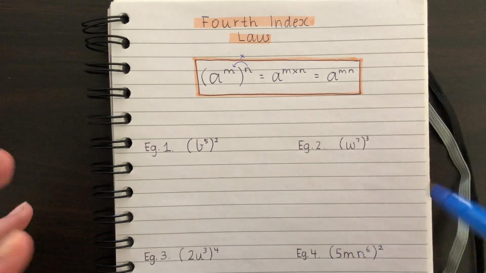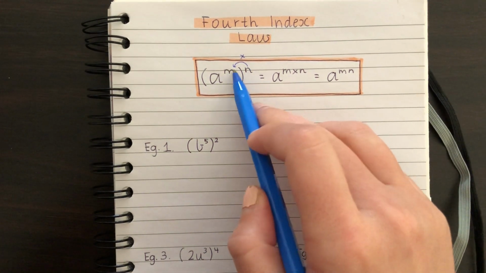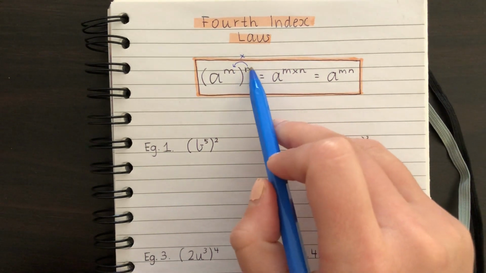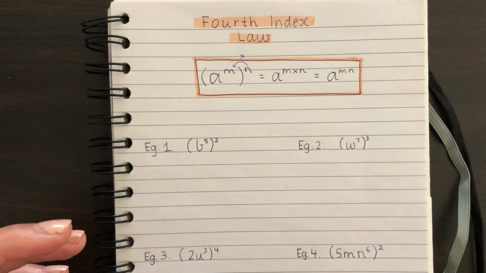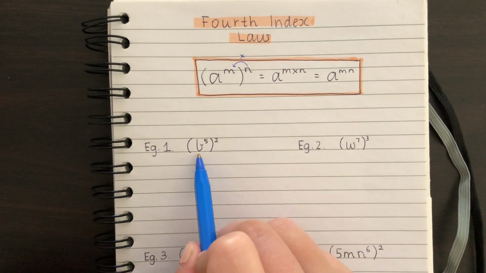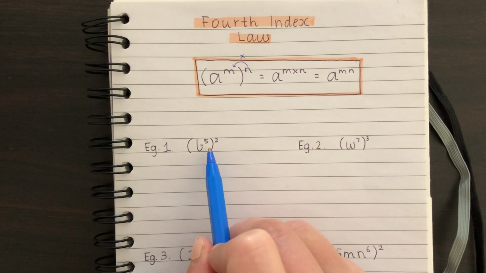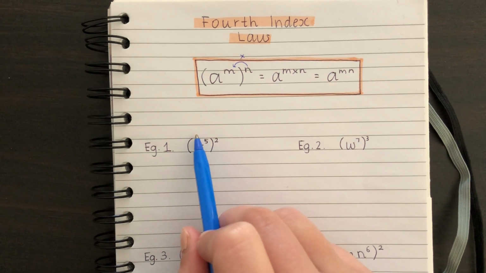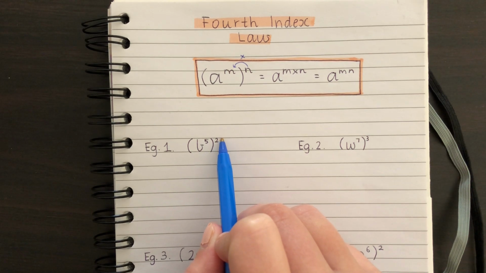Okay, think about it in a simple way. Take these 2 powers, times them by each other. Even put a little times sign if it's going to help you remember. Okay, so let's try it with some questions. Here, our base is the letter B. It is to the power of 5 and it is inside brackets, which is to the power of 2.